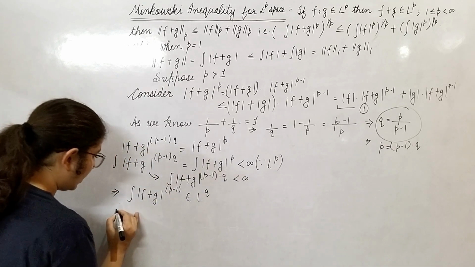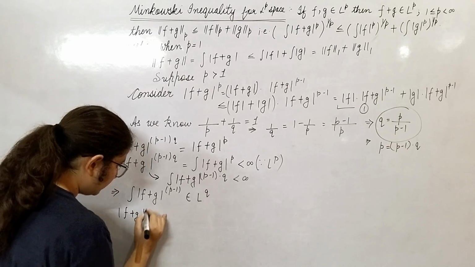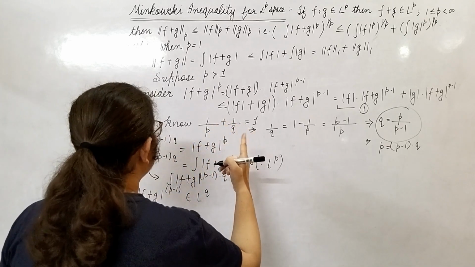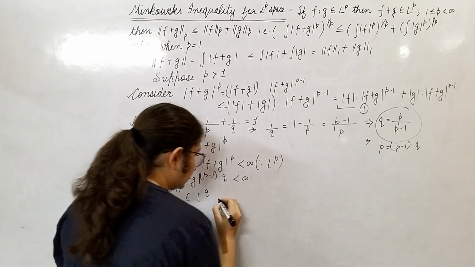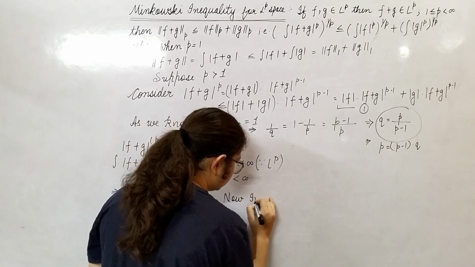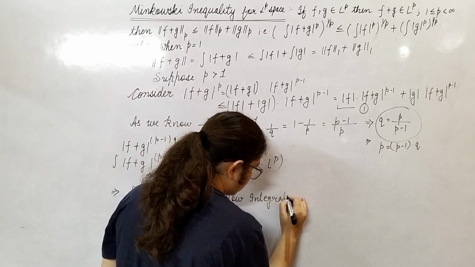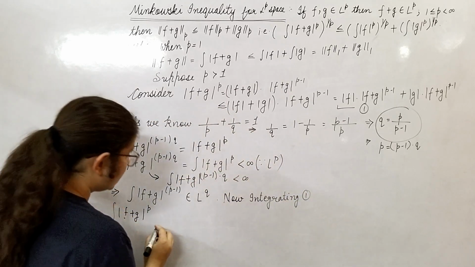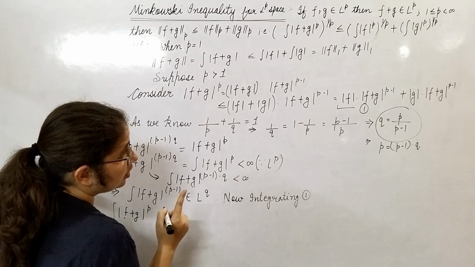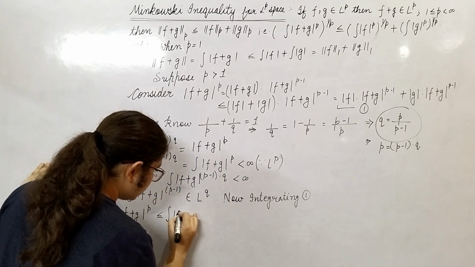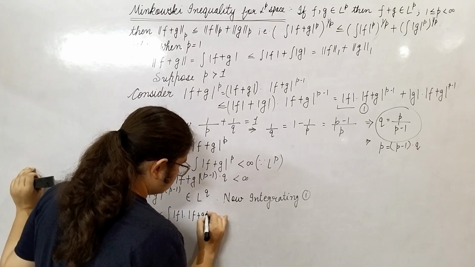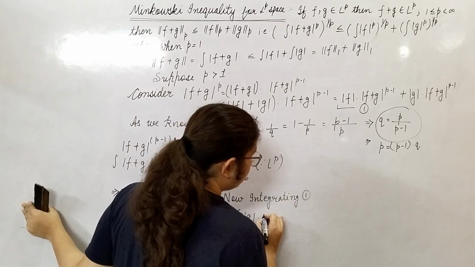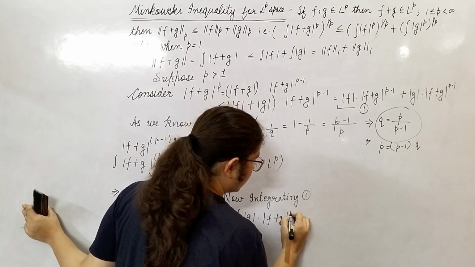Now from 1, what do we have? (f plus g) raised to the power p, now integrate the first part. From 1, what we have is that this is less than or equal to what? Integrate the first part. Integration over mod g into (f plus g) raised to the power p minus 1.